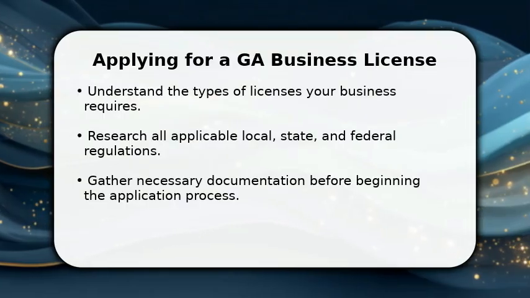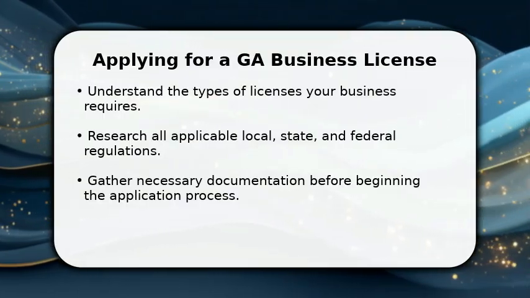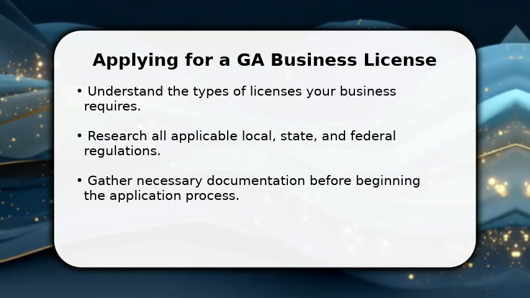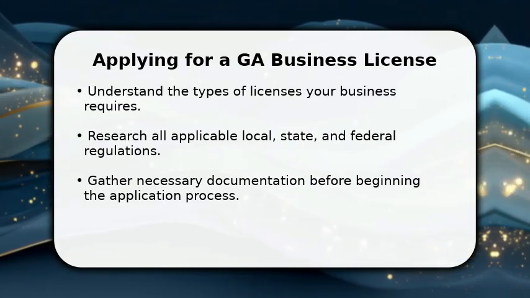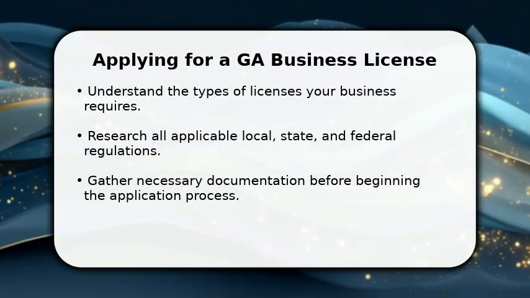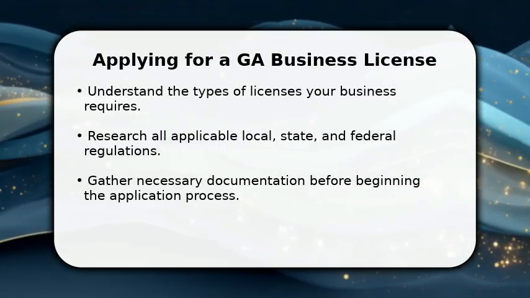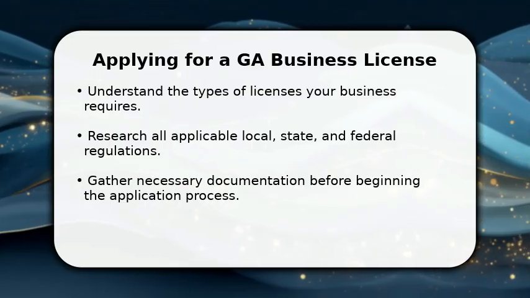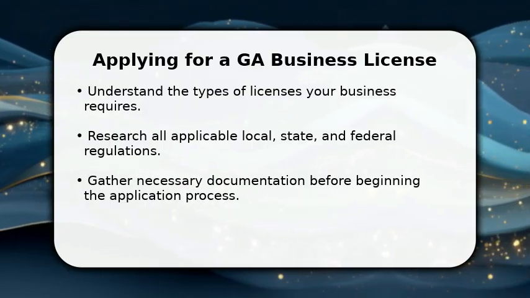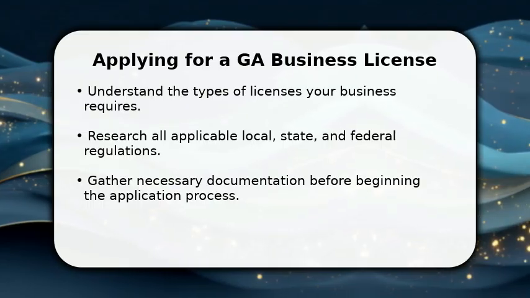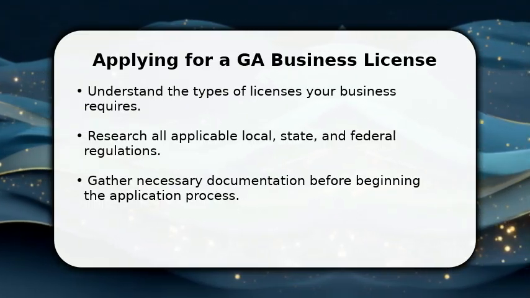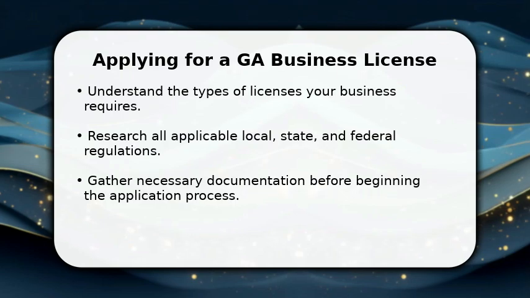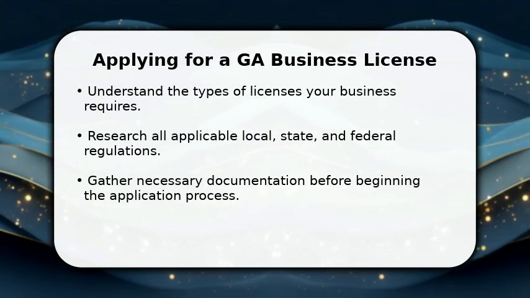In this video, I will explain how to apply for a business license in Georgia. First, you need to identify the specific licenses and permits your business will require. This often depends on your business structure and industry. Next, research the requirements at the federal, state, and local levels. Finally, collect all essential documents, such as your business name registration and tax identification numbers, to streamline your application.